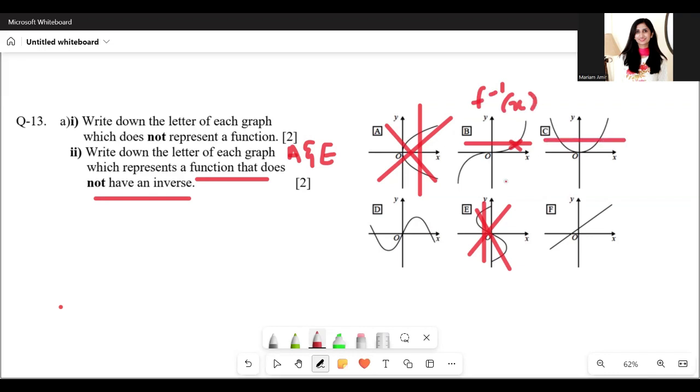Here it fails. So it will not have an inverse. So C is one of those functions which will not have an inverse. D will not have an inverse either. E will have an inverse. So C and D are those functions that will not have an inverse.